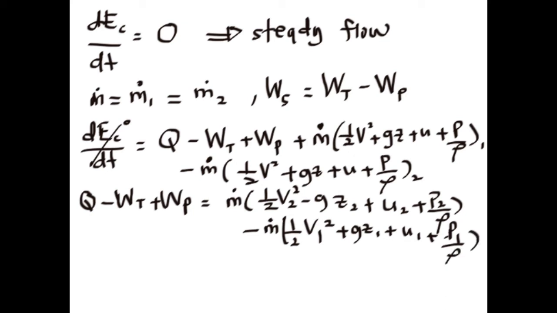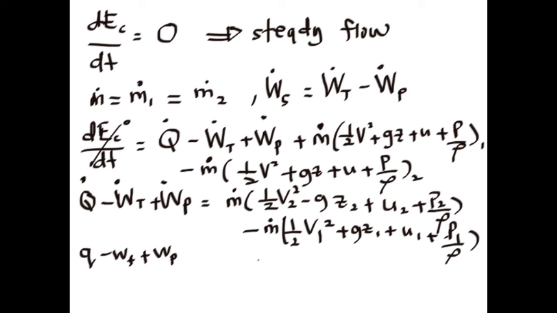Okay, so now I divide everything by the m dot, so it will become a specific form. When you divide this long equation with the mass flow rate, it will become a specific form. So the specific form of Q is the small q, the specific form of Wt is small w, and the specific form of Wp is small w.